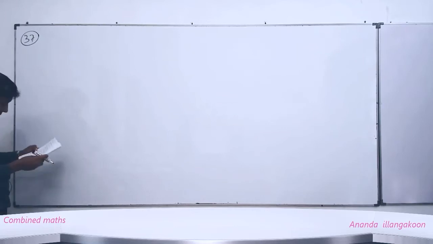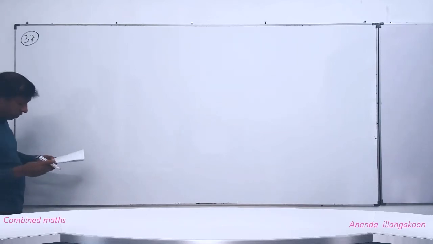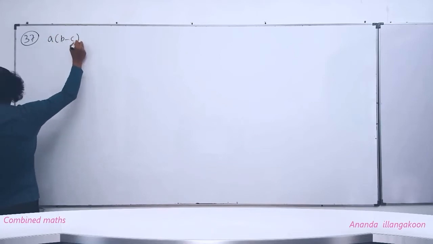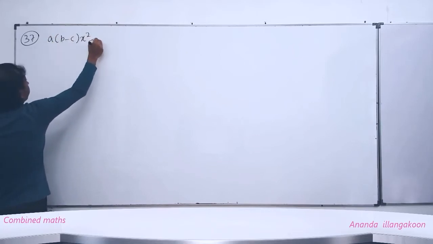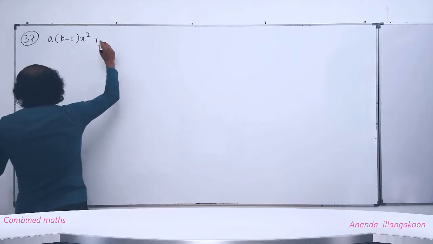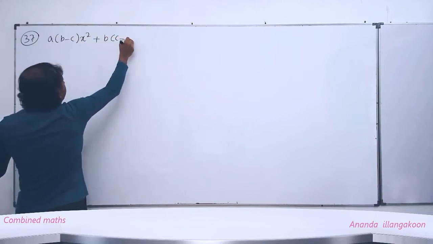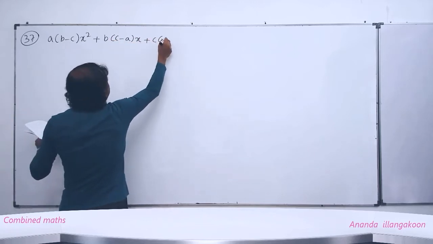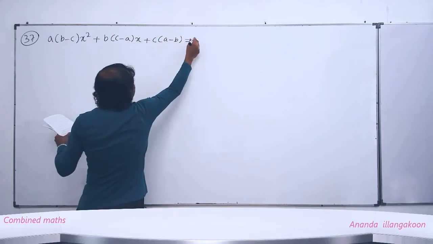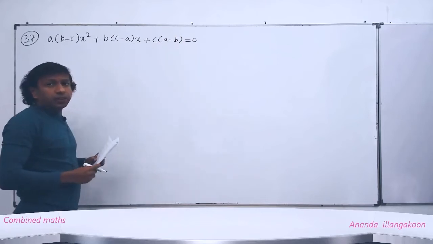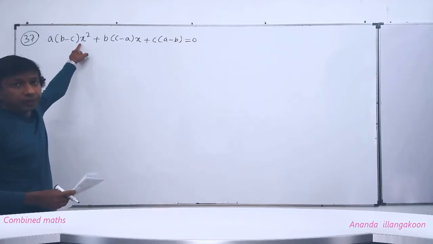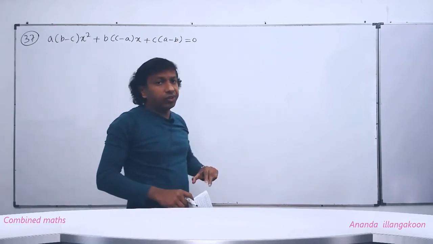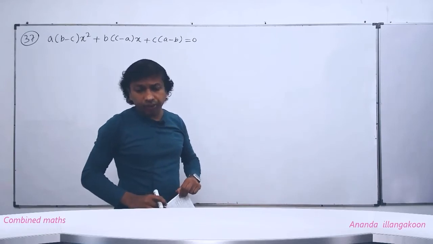You are given the equation a times b minus c, x squared, plus b times c minus a, x, plus c times a minus b, equals 0. This is a quadratic equation, people. Why? x squared term we have, x term we have, constant term we have, equals 0. This is a quadratic equation.